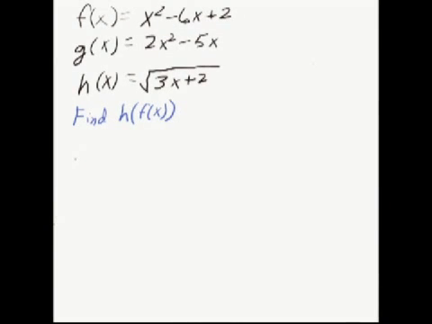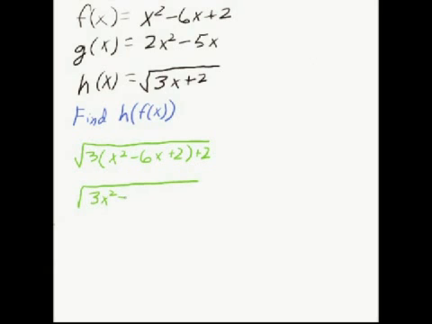Okay, one more before we move on to something new. This time I'd like you to find h of f of x. That is, put the f function in for every occurrence of x in the h function. Pause the video now. Do your best. So substitute f for x in the h function. Distribute the 3 inside the root. And combine our like terms to get an answer of the square root of 3x squared minus 18x plus 8.